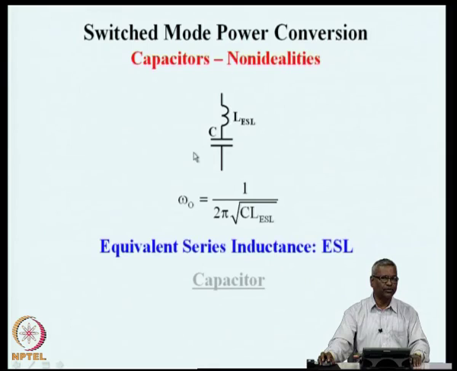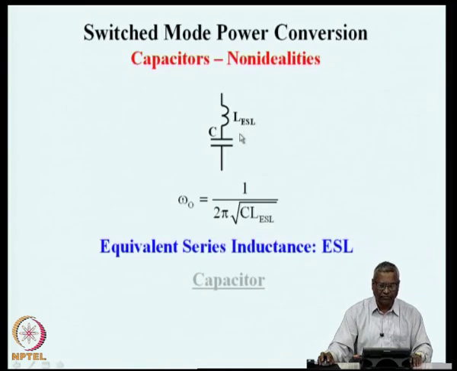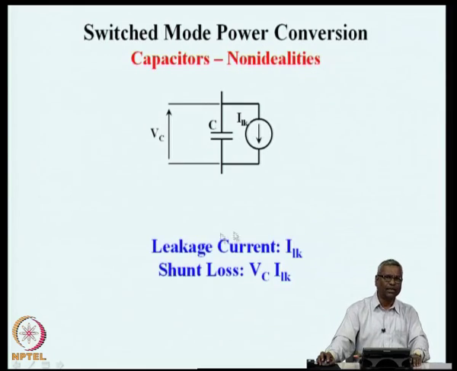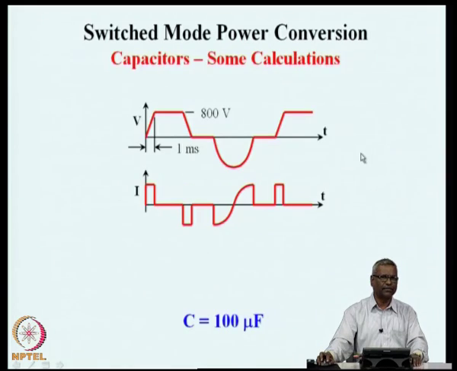If you try to use a capacitance at too high a frequency, the ESL will not allow that capacitor to function purely as a capacitance, and it will have a number of side effects which are not very advantageous. The leakage current can be shown as a shunt loss. Normally the loss is not very heavy. We will see later what is the more major consequence of this leakage current. So, these are the three major non-idealities: equivalent series resistance, equivalent series inductance and the leakage current.